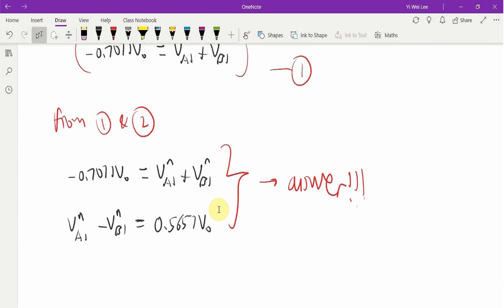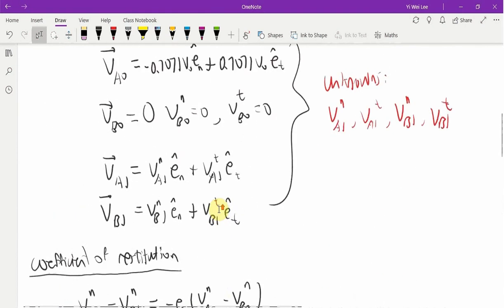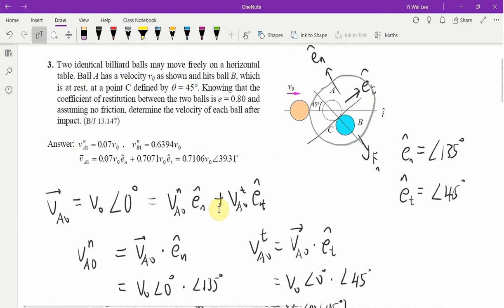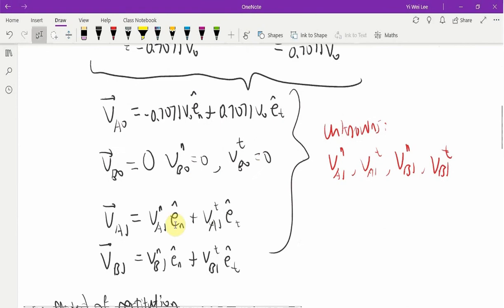Now, I know it's complicated, but allow me to re-explain what we are trying to do here. First of all, I lay out my equation first. You see, the flow of this whole question is actually very smooth. First of all, we know it's a collision question. We try to find out the initial velocity before collision and the final velocity after collision. And we resolve the initial velocity in the EN and ET direction. We resolve the final velocity in the EN and ET direction.